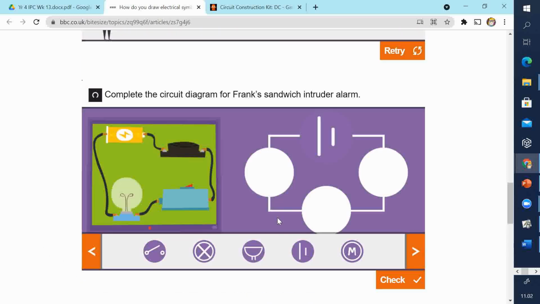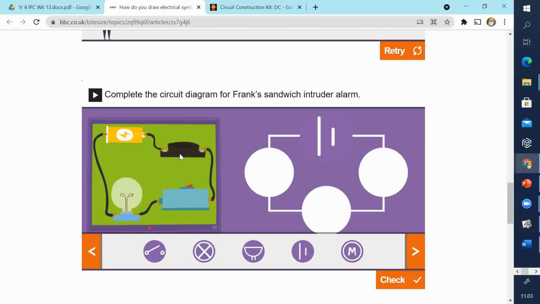What's this one? I haven't seen all of them. Okay. So here we have the battery. Yeah, that's this one here. What's this one? Is, no, this is a motor. I think this is a buzzer.